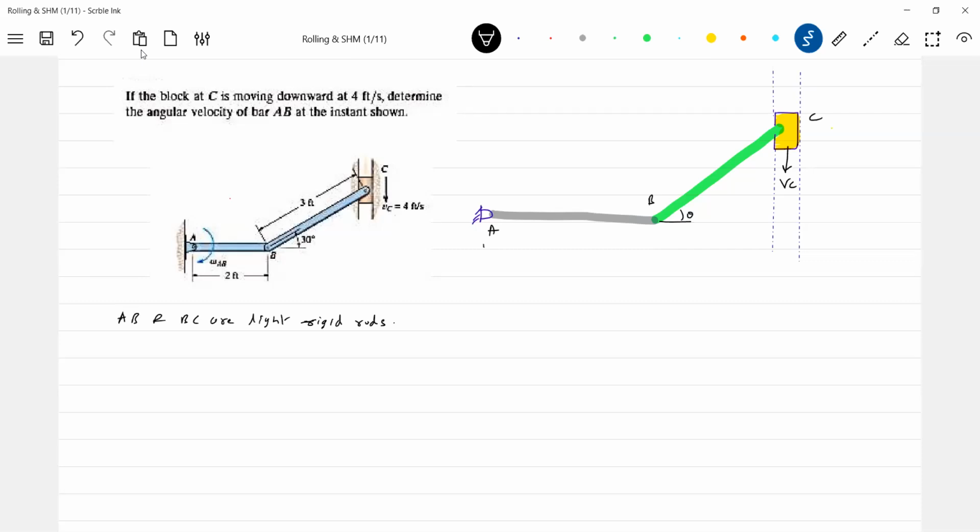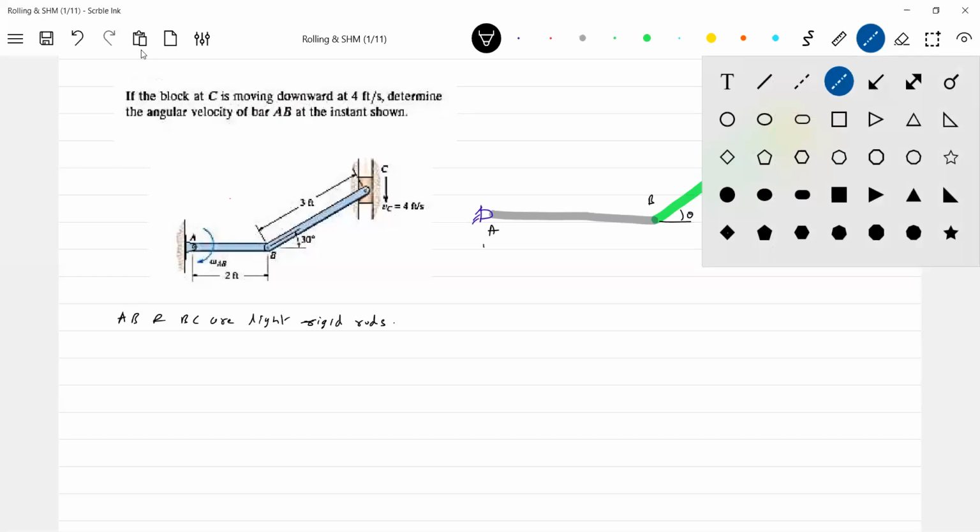We have to calculate the angular velocity of the rod AB. So the length of the rod BC should remain constant. So shall we use the constraint equation for that? So let the velocity, how the point B will move. I think this is the most important part of the problem.